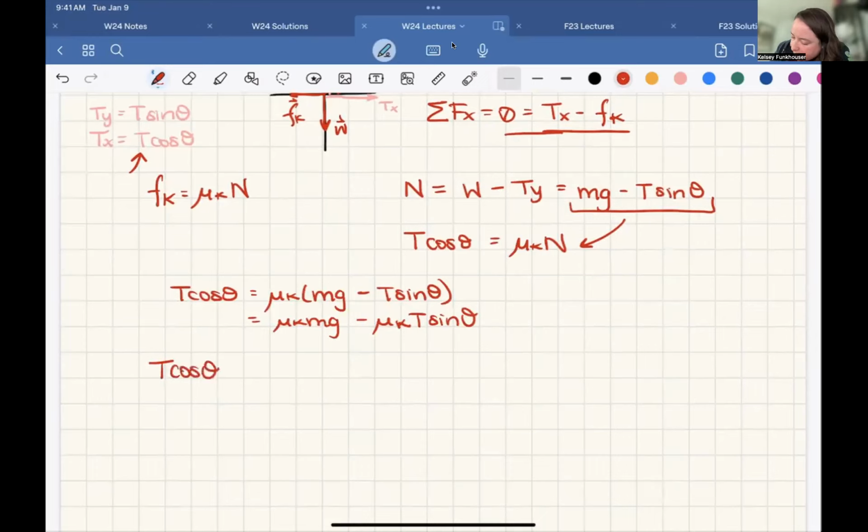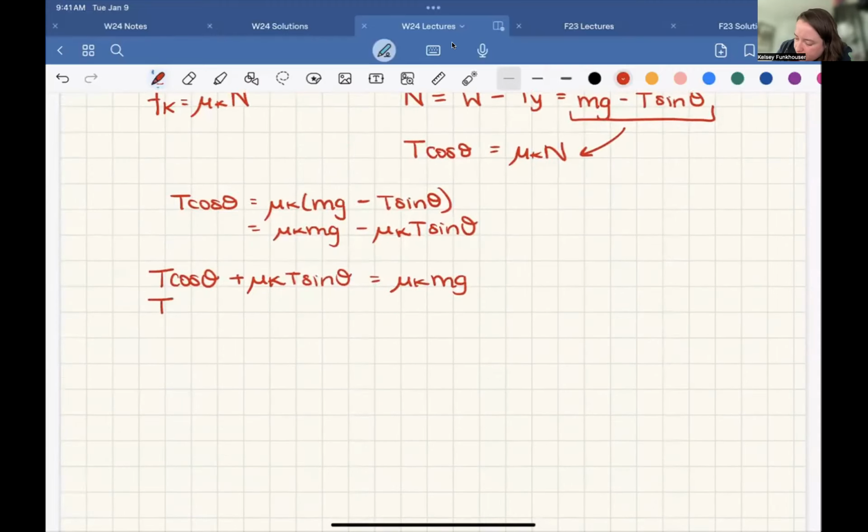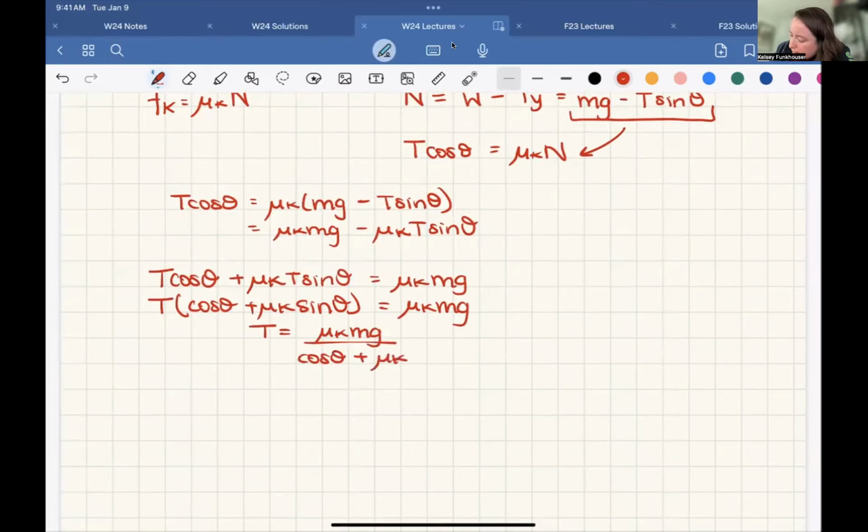So T cosine theta plus mu k T sine theta equals mu k mg, and then I'm going to factor out the tension from these, so it's just tension times (cosine theta plus mu k sine theta). That way I can divide that on both sides, and I have solved for my tension. So tension equals mu k mg over (cosine theta plus mu k sine theta).